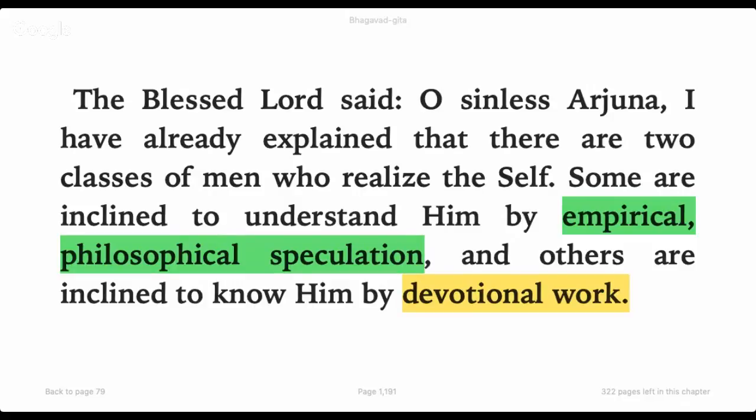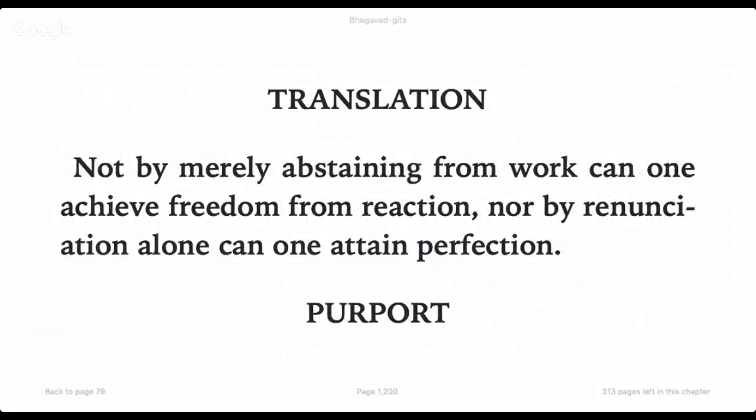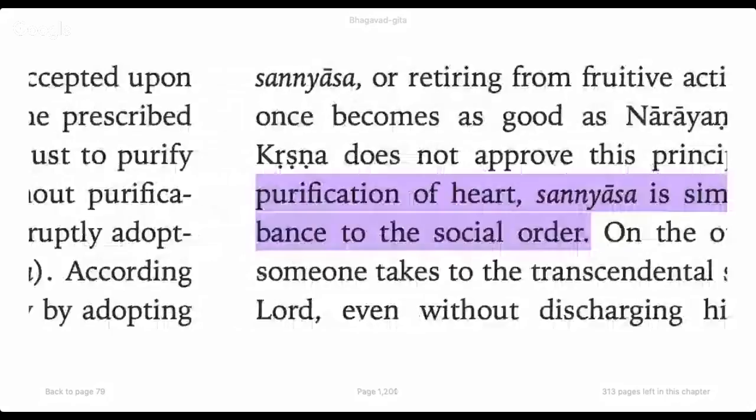Okay, so now let us read the verses. Who can read the verses? Somebody can read. Read. The Blessed Lord said... okay, this is over. Now read the fourth: Not by merely abstaining from work can one achieve freedom from reaction, nor by renunciation alone can one attain perfection. Okay, this is understood. Just by renunciation, we cannot achieve perfection. Artificially, we cannot renounce. Now it will be explained in the next one.